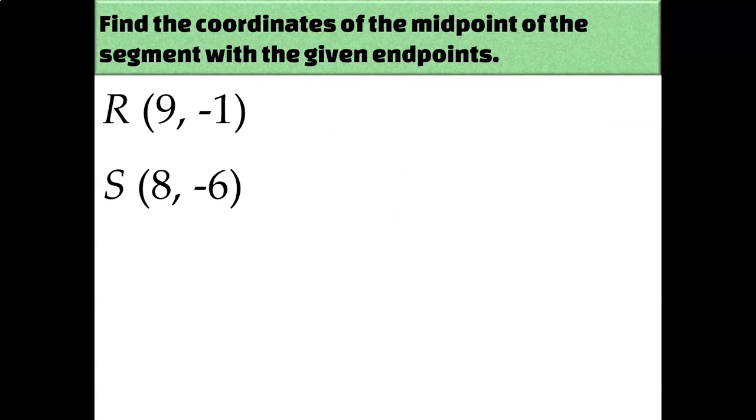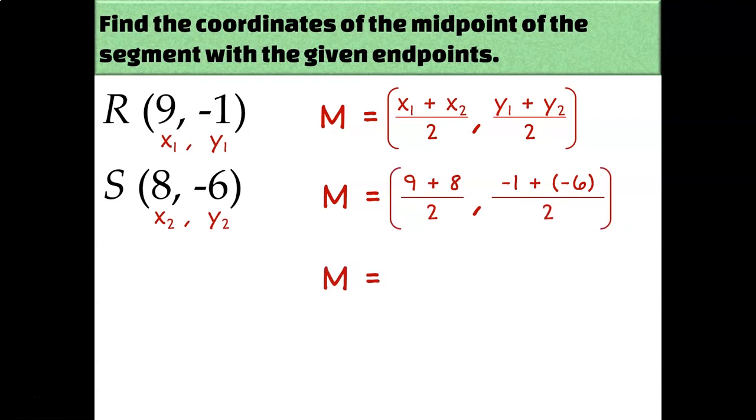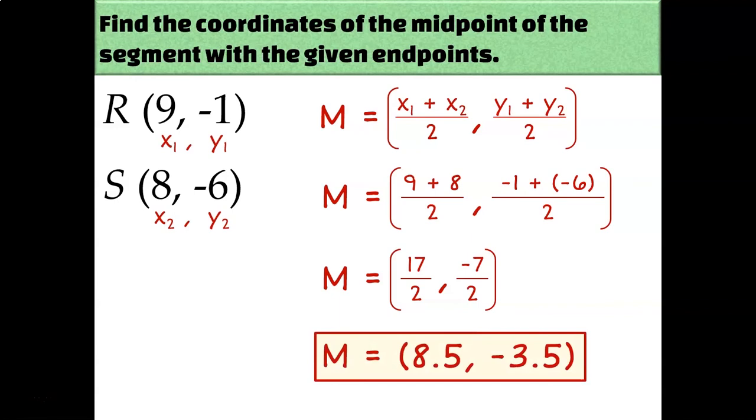Again, this doesn't have a graph this time, we just have the points stated for us. So I'll make sure to label them as x1 and y1, and x2 and y2. And I'll just plug everything into my formula. So adding my x's, I have 9 plus 8. And adding my y's, I have negative 1 plus negative 6. Again, you can write that as negative 1 minus 6 if you prefer. 9 plus 8 is 17, and negative 1 plus negative 6 is negative 7. Now, neither of the coordinates divided evenly for this one, so I get 8.5 and negative 3.5. Those are the coordinates for my answer.